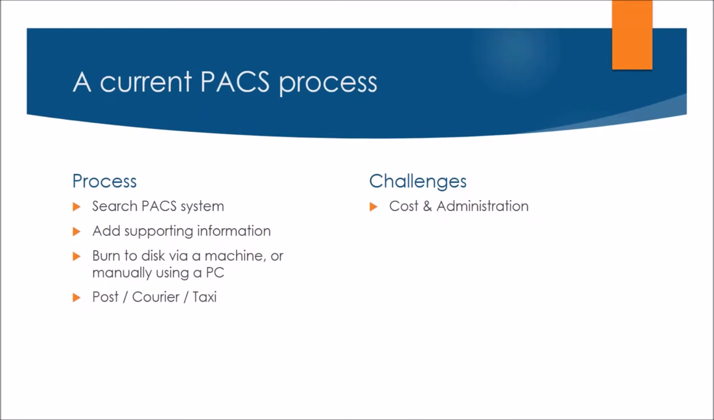So some of the issues we've discussed are, obviously there's a cost associated with the hardware, the consumables, and there's an administration overhead on the department. There's a lack of audit trail or monitoring and alerts, so it's hard to know what's been shared and when. Delays in delivery may mean information doesn't get to the recipient for a few days, and there is a potential for losing disks in the post.